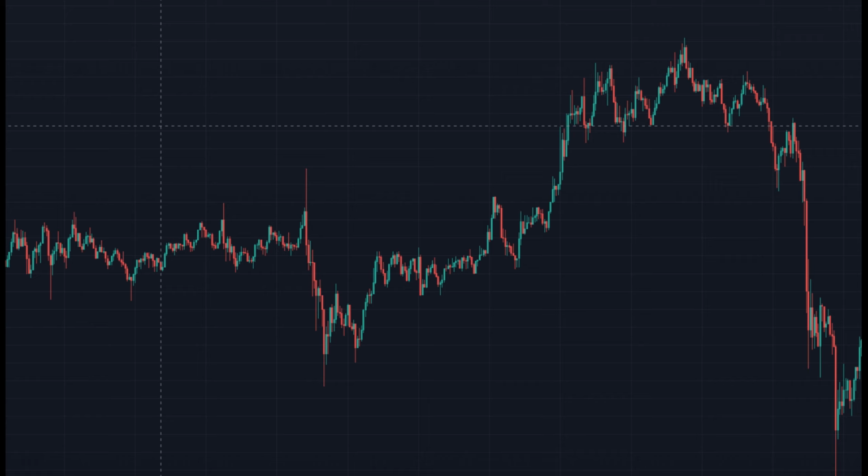Hey traders, today we are trying out a new scalping strategy with the engulfing candlestick on the 5-minute chart. You have two types of engulfing candles, the bullish and the bearish one. So let's see how the bullish engulfing candle works.